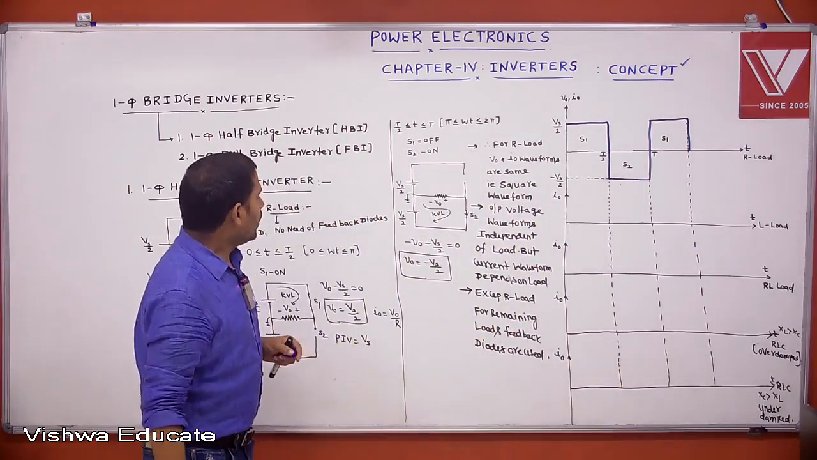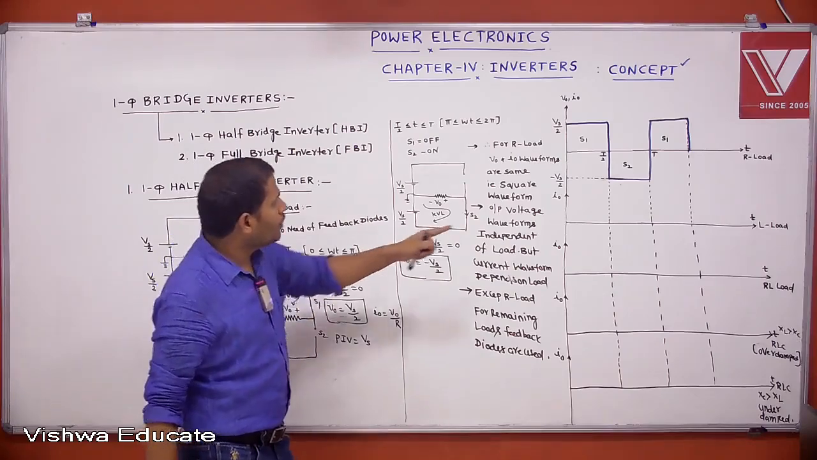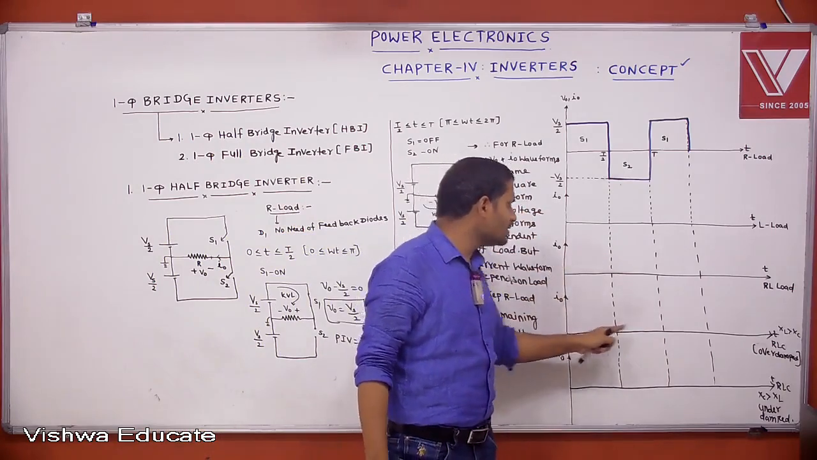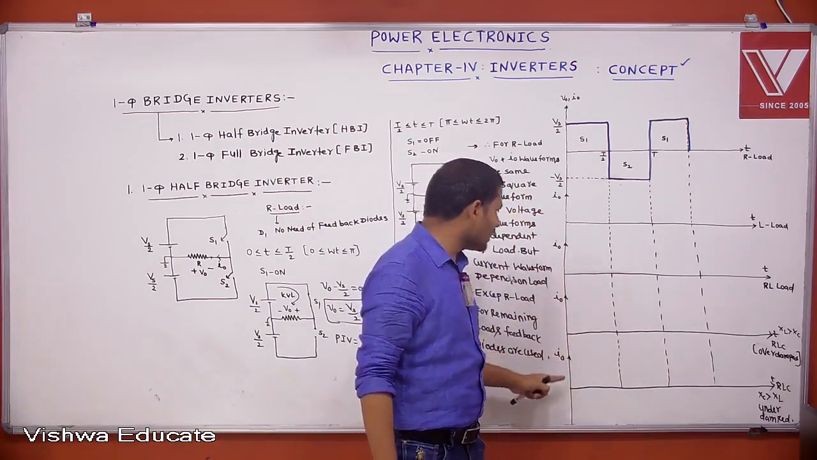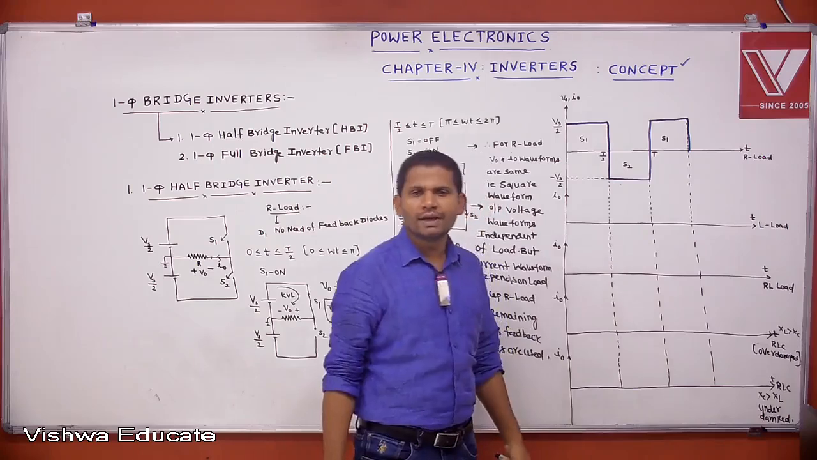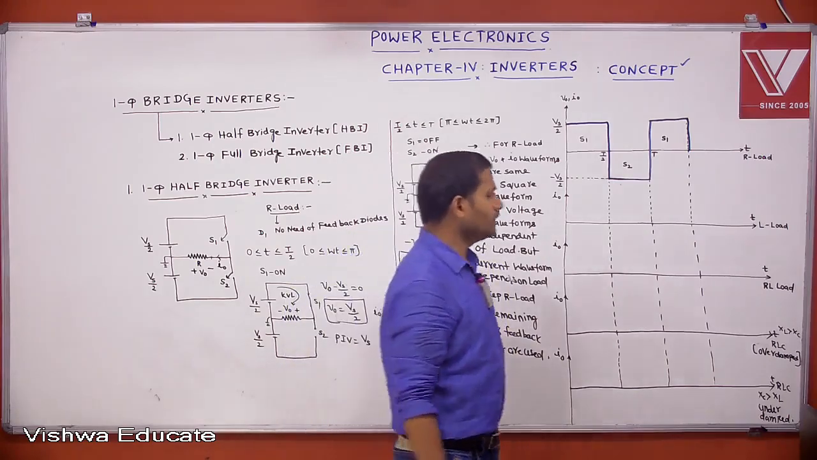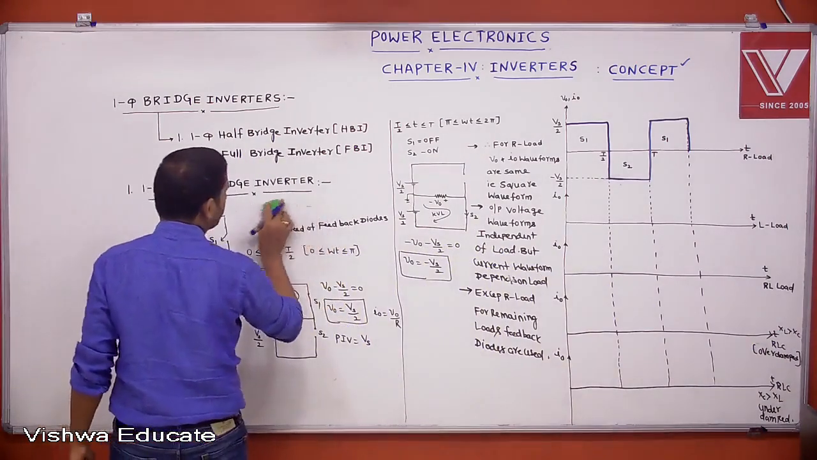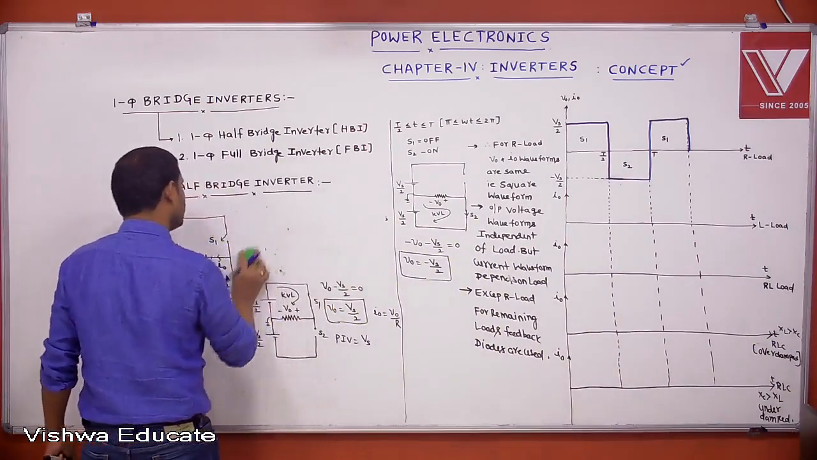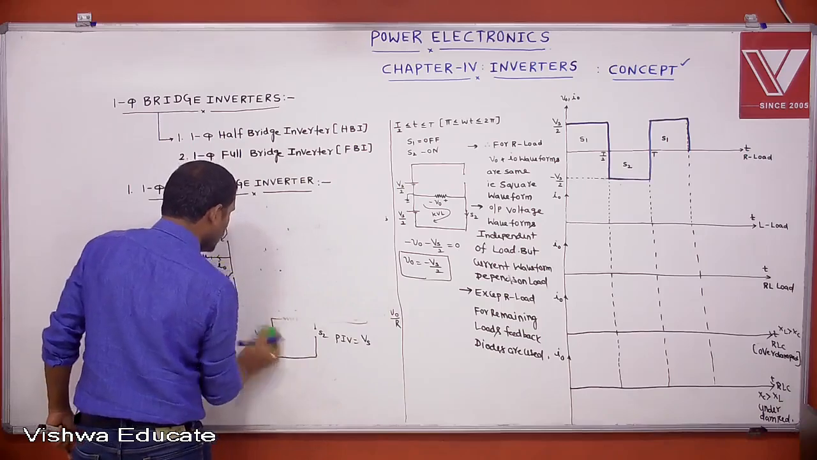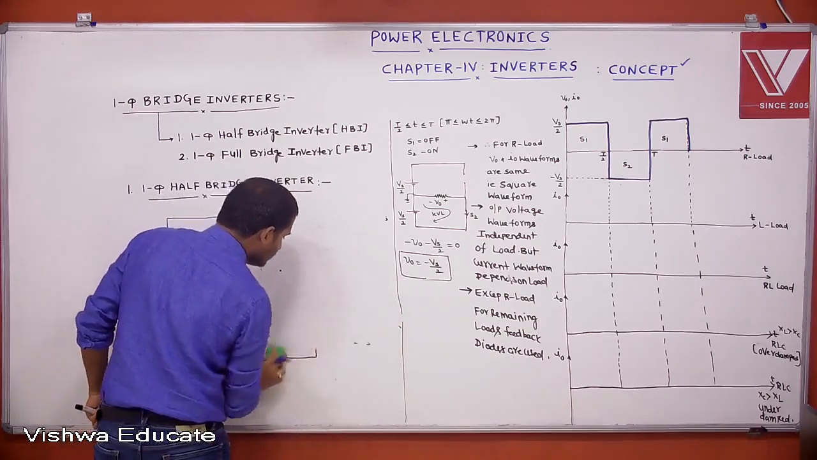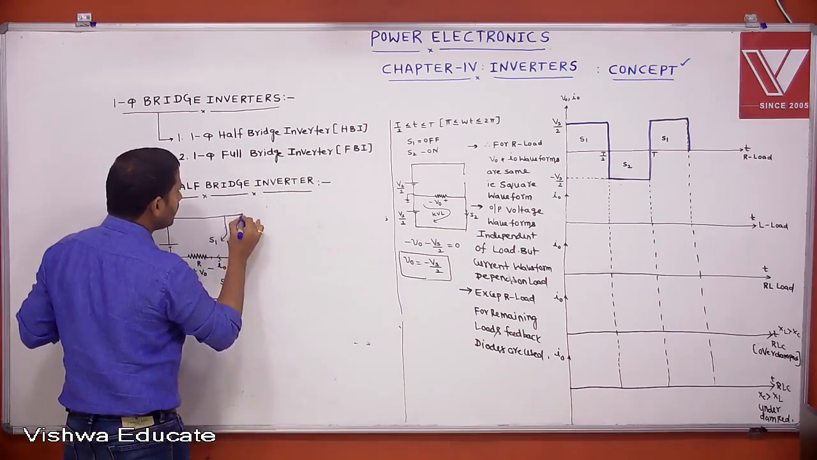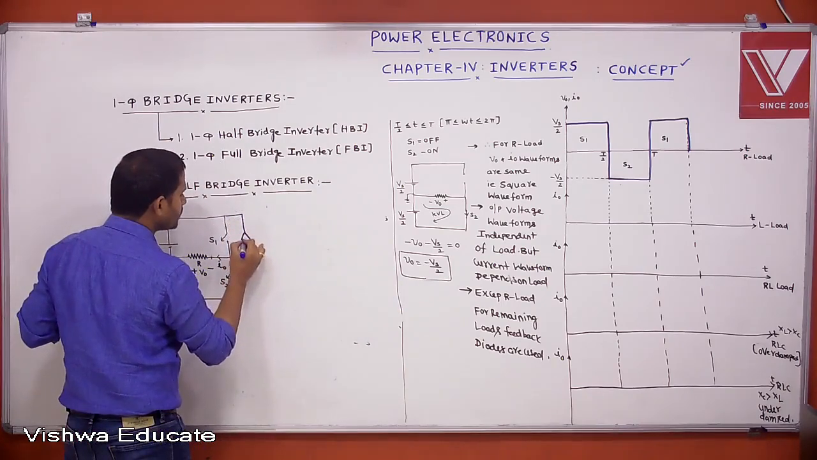Now see, for different types of loads: for L load what is the current waveform? For RL load what is the current waveform? For RLC load with XL greater than XC what is the current waveform? For RLC load with XC greater than XL what is the current waveform? That you will see. First, we know that except R load, for the remaining loads it requires feedback diodes.